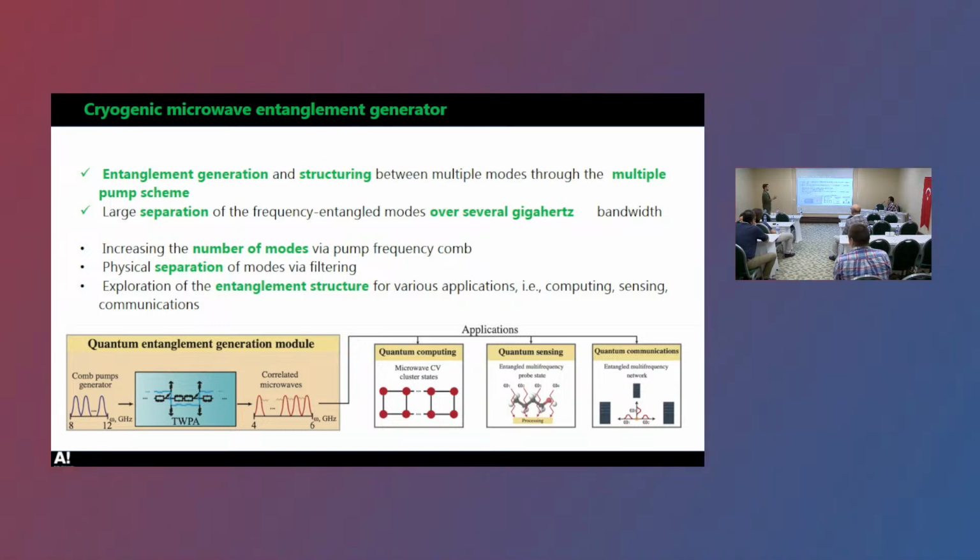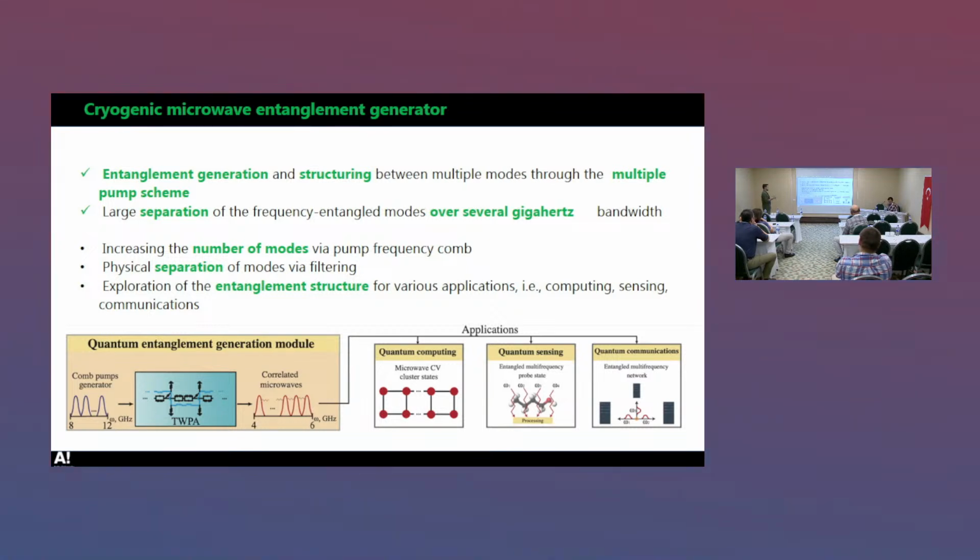So basically here our goal was to create a cryogenic microwave entanglement generator. So what we did is that we demonstrated the generation of the entanglement, the structure of this entanglement between these multiple modes with these multiple pump schemes by tuning its corresponding parameters. And we also demonstrated that it's possible to separate these frequency entanglement modes over substantial, like 4 gigahertz frequency, maybe even more because we were limited by our measurement setup. And then you can basically fill all this band with your modes and then operate them.